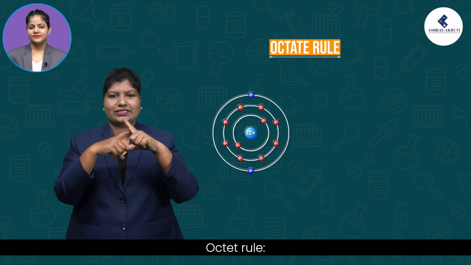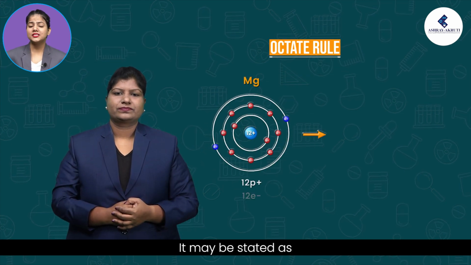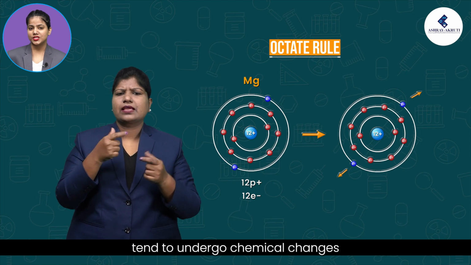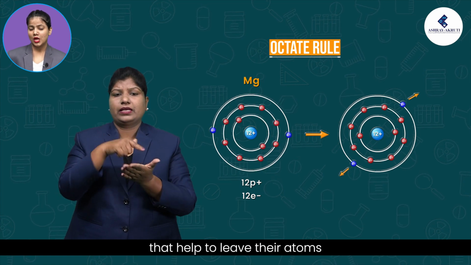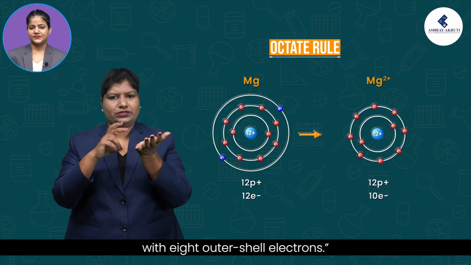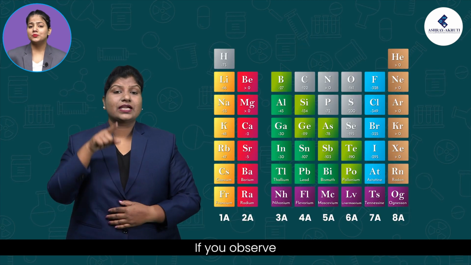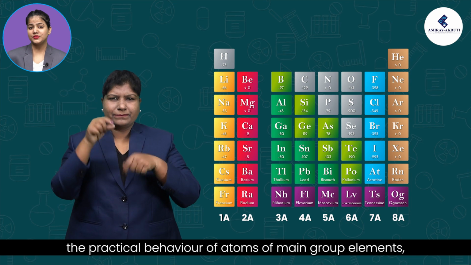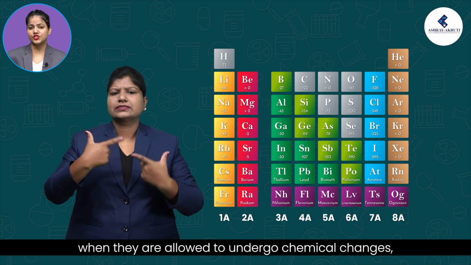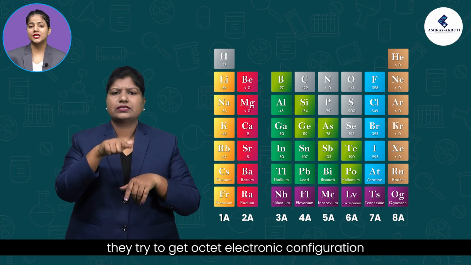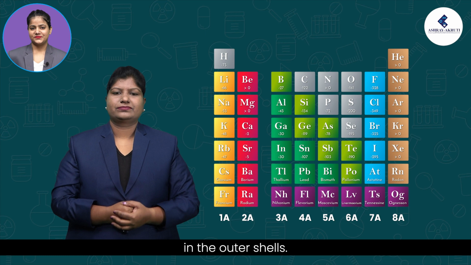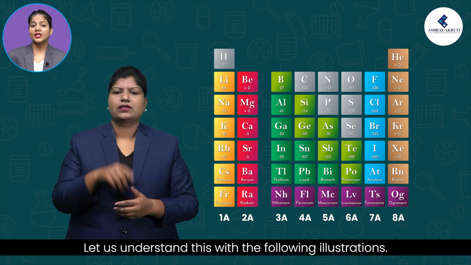Octet rule. It may be stated as: the atoms of elements tend to undergo chemical changes that help to leave their atoms with 8 outer shell electrons. If you observe the practical behavior of atoms of main group elements, when they are allowed to undergo chemical changes, they try to get octet electronic configuration in the outer shells. Let us understand this with the following illustrations.